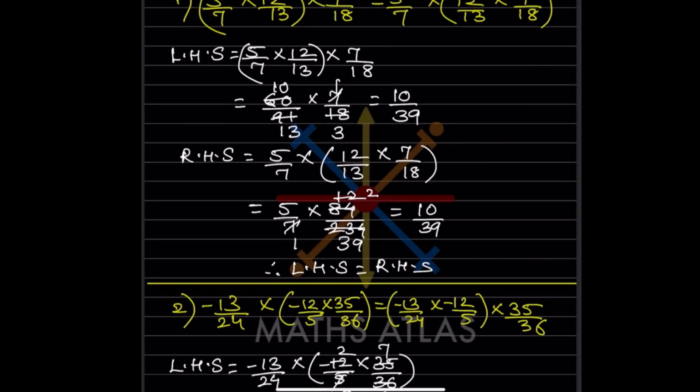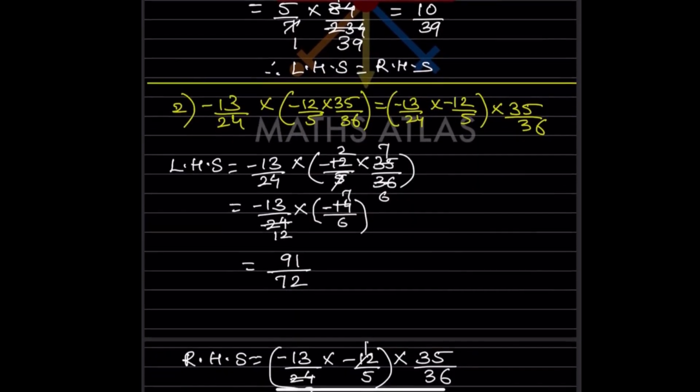So first we will solve the brackets. We will keep this as it is and solve the brackets. 12 7s are 84 and this 13 18s are, that will be 234. So here will be 7 1s are, 12s are. So now what will you do here? 6 2s are and this is going to be 6 39s are. So now what you can say, this will be 10 and this is going to be 39. So both of them are the same, so LHS is equal to RHS.